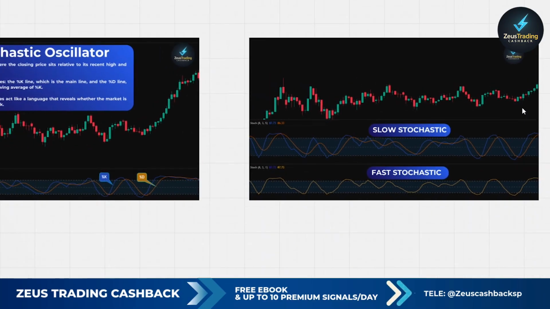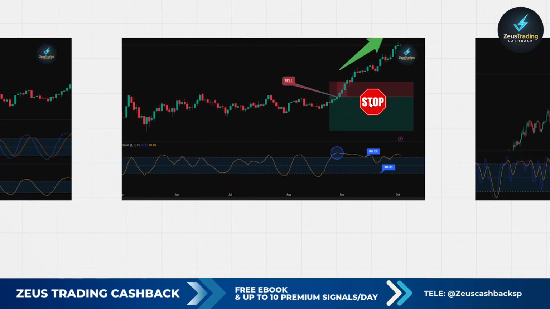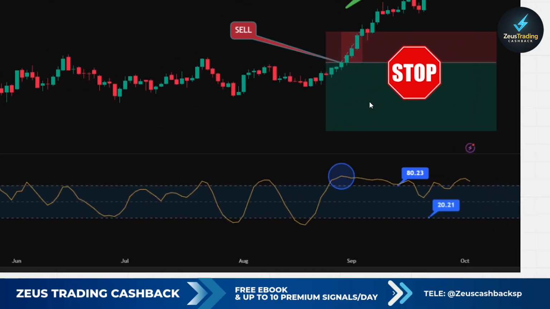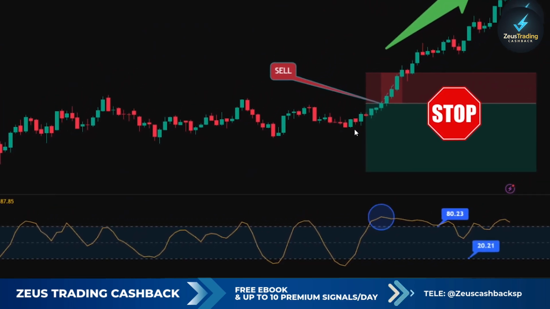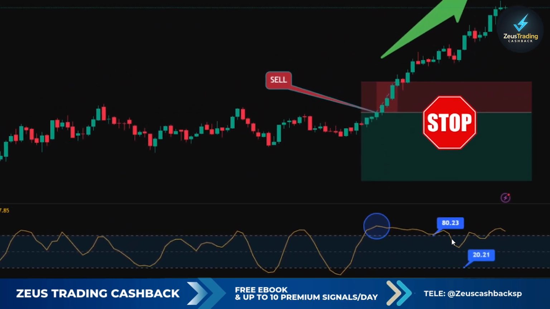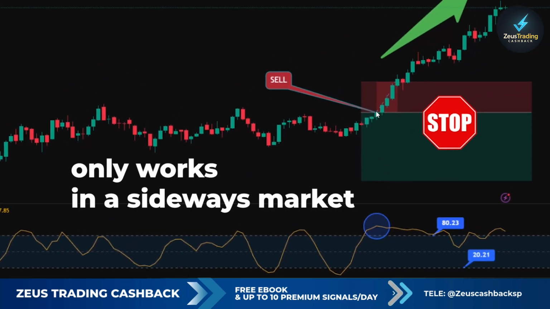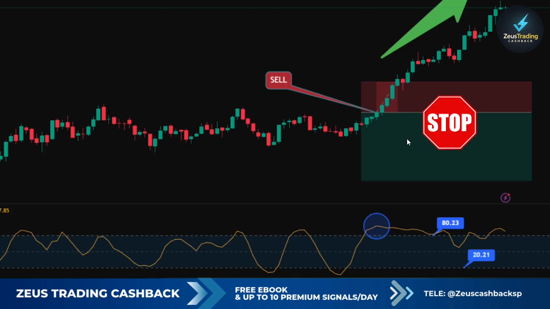A classic mistake traders make is to apply the textbook rule that says you sell whenever the oscillator goes above 80 and buy when it drops below 20. This approach only works in a sideways market. In a trending market, selling above 80 is like trying to stop a moving train. You'll get run over.